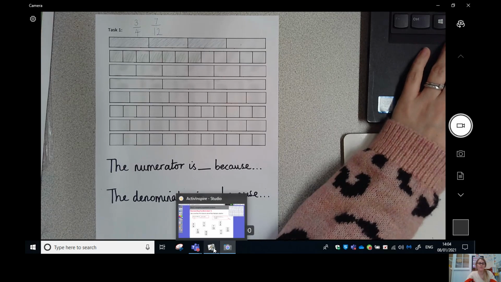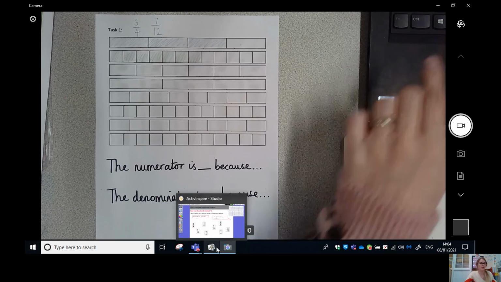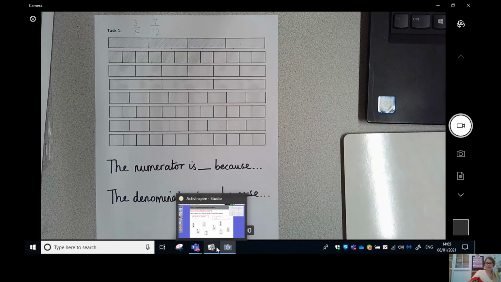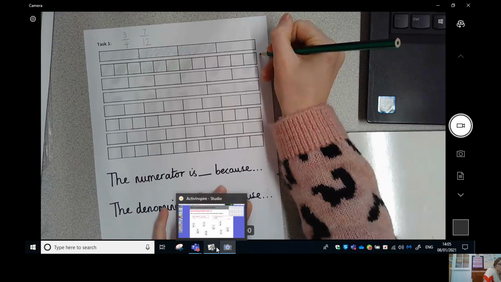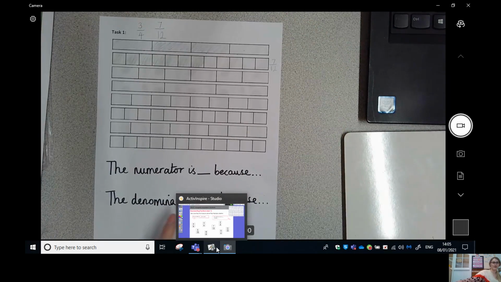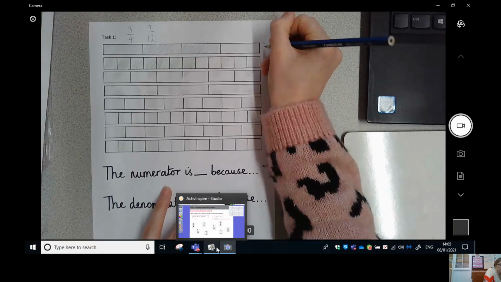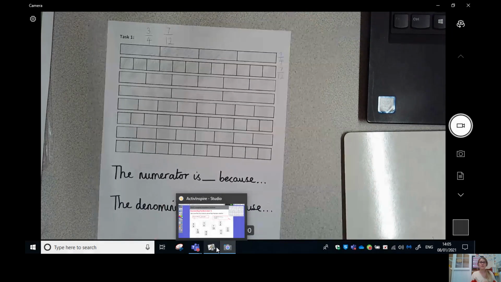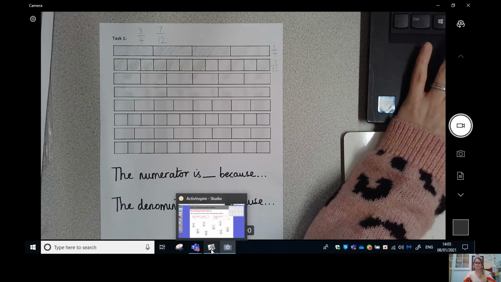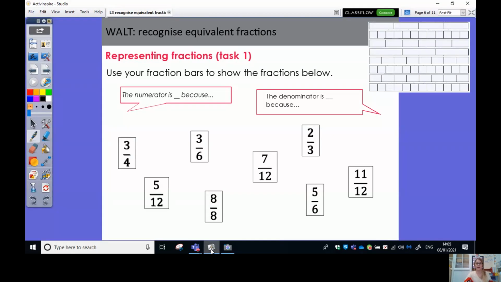You can just pick one of the bars that has the right amount of parts and colour it in, okay? And make sure you label each bar. So I would label it down the side so that it's nice and clear. So this one is 7/12, and my first one was 3/4. So when we're posting this to Seesaw and checking our answers, it's nice and clear which one is representing which fraction.